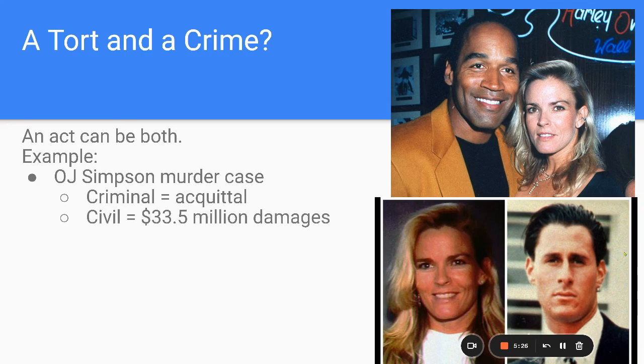In the civil case, though, things did not go O.J.'s way. He ended up having to pay over $33 million in damages to the families of his victims. Well, criminally, they aren't his victims. He was found not guilty, but civilly, he was found to be responsible for their wrongful deaths.